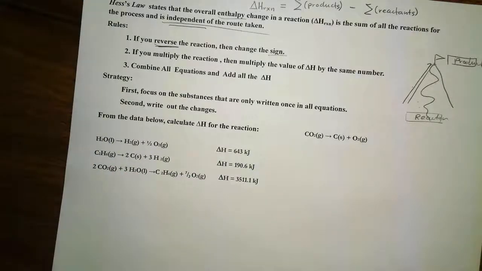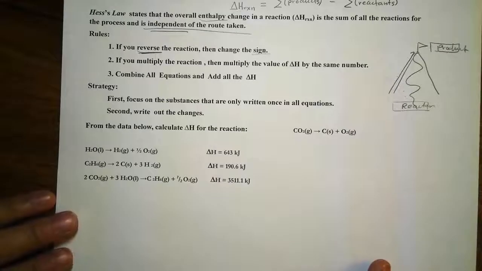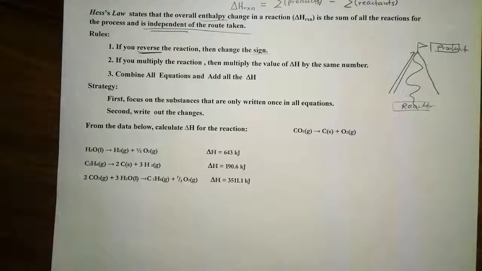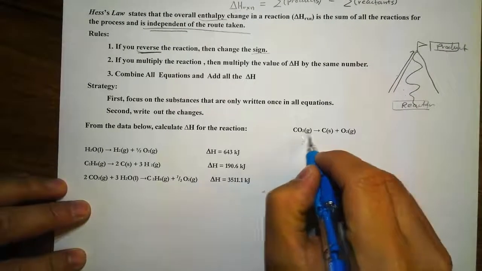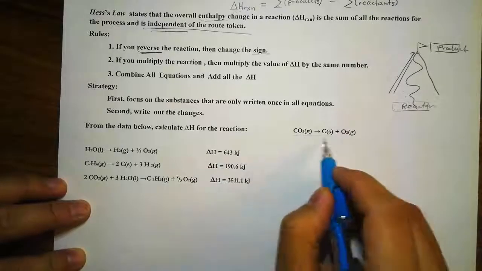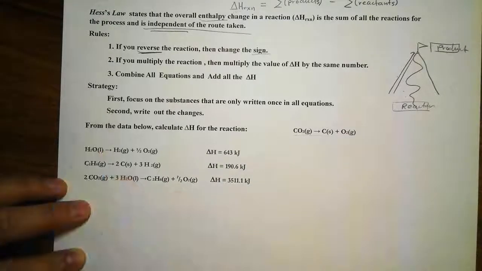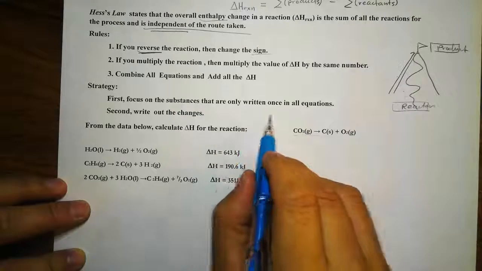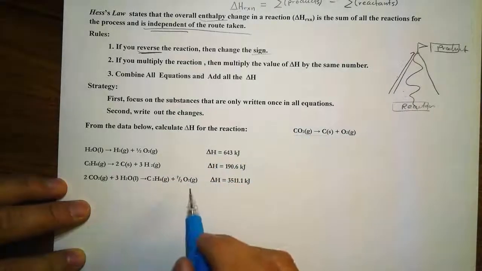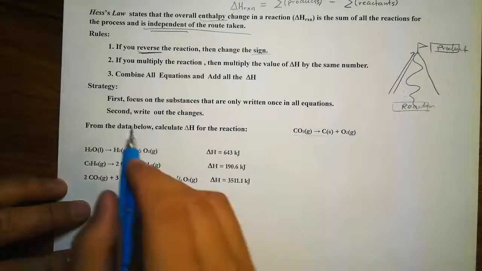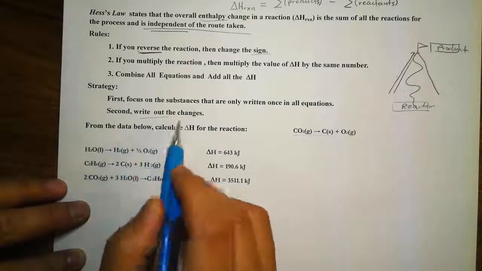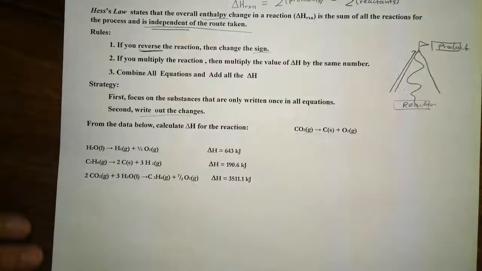So that's a lot of information, okay? The main strategy is always to look at your overall equation and focus on the substances that are written only once in all the equations. And of course, in the process, you're going to write out the changes so that you can keep track of it.